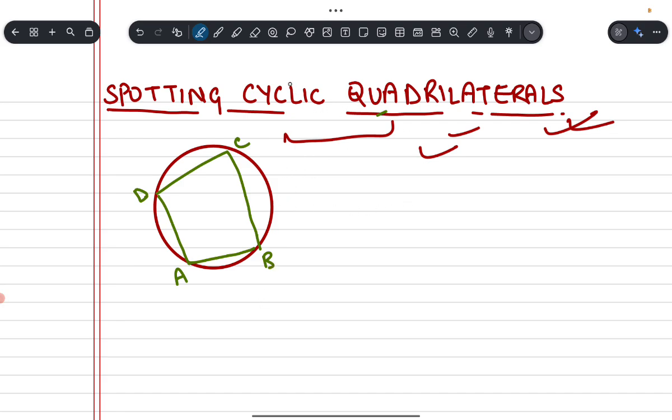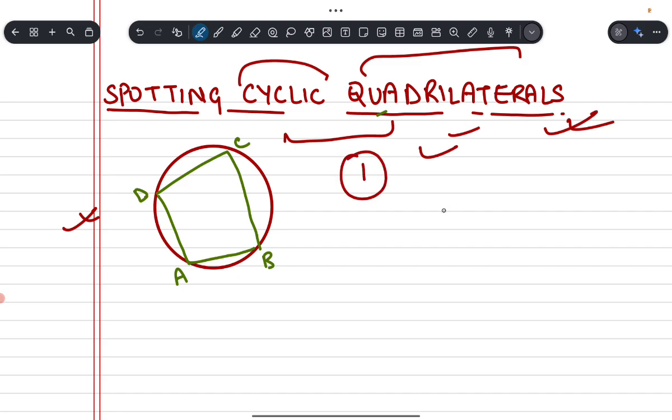So, I'm sure you know what a cyclic quadrilateral is. It's a quadrilateral with all four vertices lying on a circle, that is what you call cyclic. This is the easiest way to recognize one. But you won't always have a circle to help you.